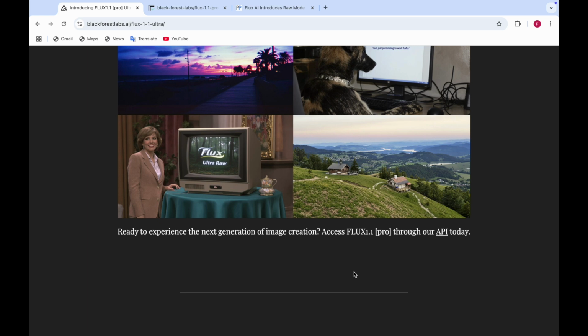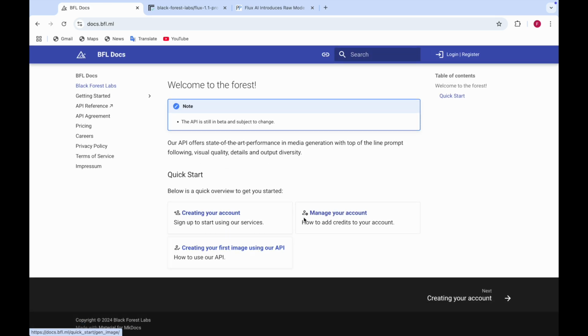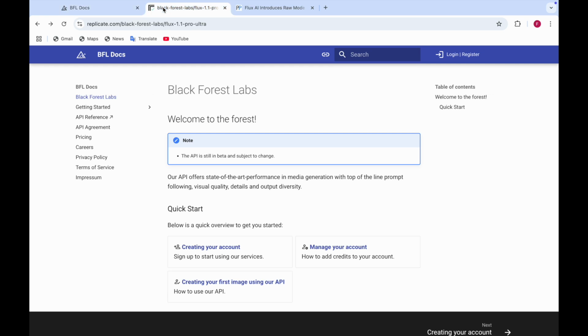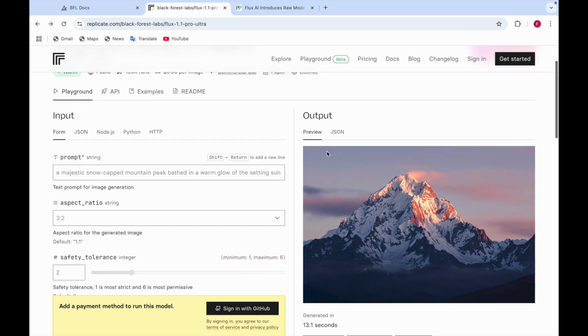And if you want to access Flux 1.1 Pro, if you want to experience it, you can go through the API if you click on it. You can go through it and manage your account, and then you can create your first image using the API. Or you can even go to replicate.com, in which it takes 6 cents per image, and whatever prompt you write, it will just give the output. And there are some examples which I'll show you.